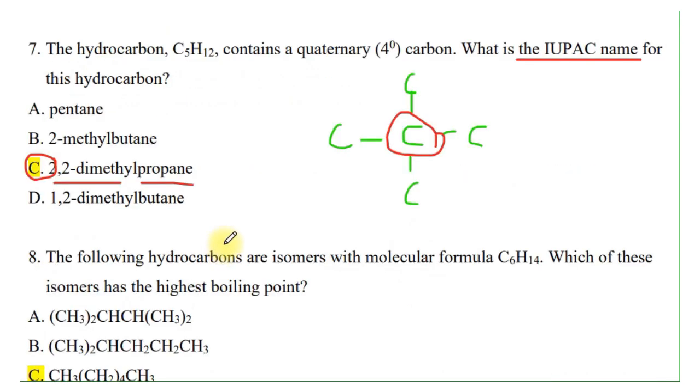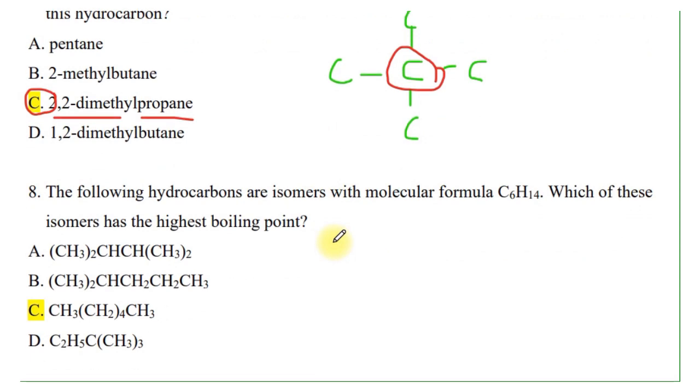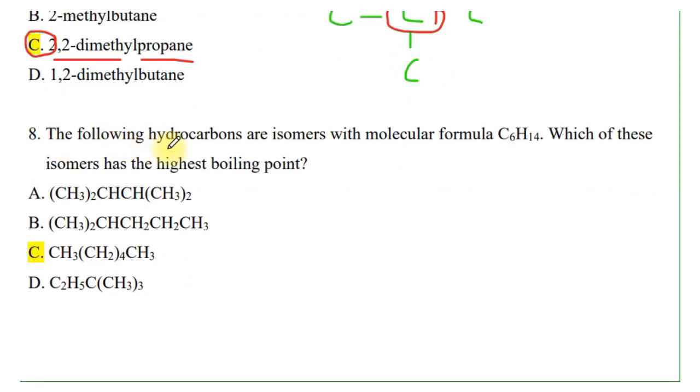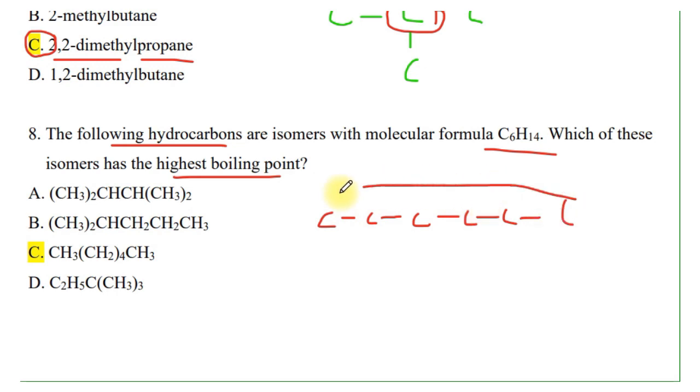I hope everyone of you still follows with me. Now we proceed with question number 8. Hydrocarbon C6H14, highest boiling point. For the highest boiling point, I will choose the straight chain compound, C, C, C, C, C, C, 1, 2, 3, 4, 5, 6. This is the highest one because a straight chain compound has a larger surface area of contact, so stronger van der Waals forces. So the answer is C.